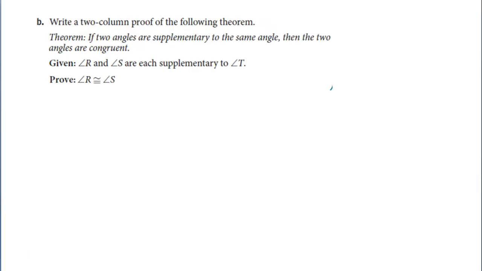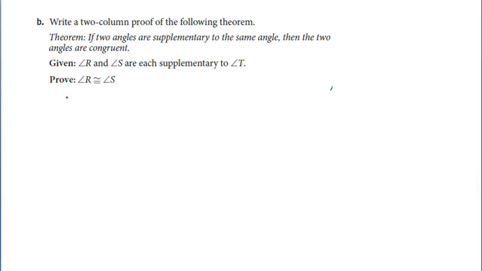Okay, next problem. Write a two-column proof of the following theorem. The theorem is, if two angles are supplementary to the same angle, then the two angles are congruent. This is very similar to the one that we had done just a little bit ago about two angles being complementary to the same angle. So the logic of the proof is going to be very similar.